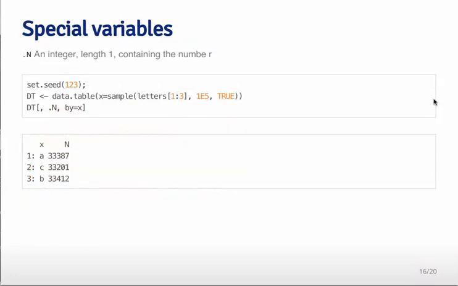There are some special variables in data table that allow you to do some things really fast. One is .N. It's an integer of length 1, containing the number of times that a particular group appears.